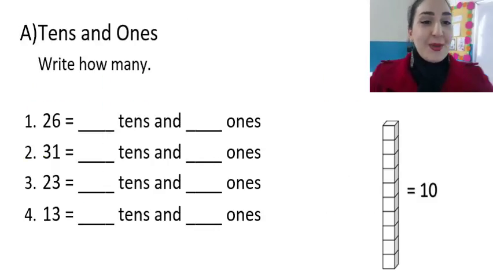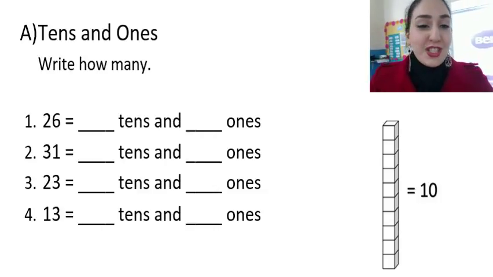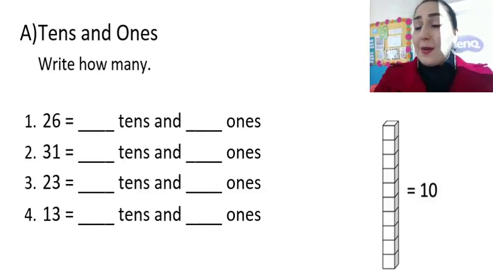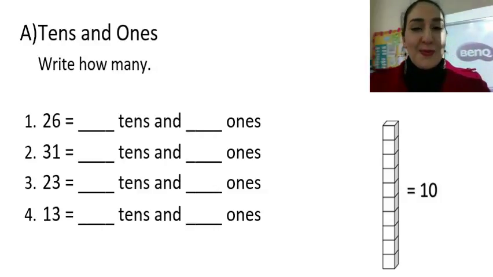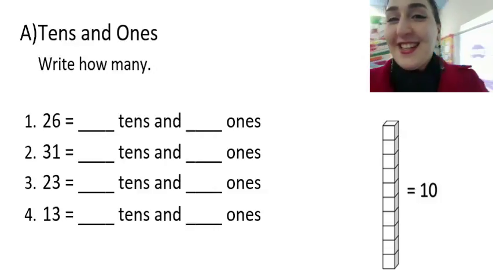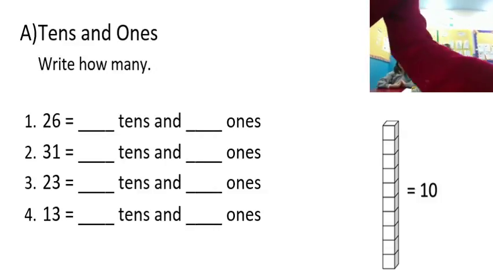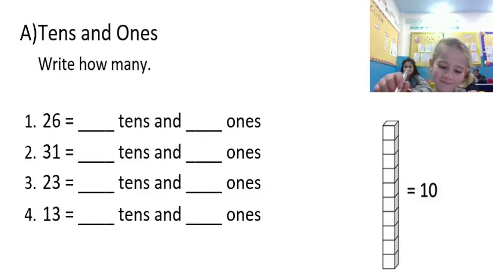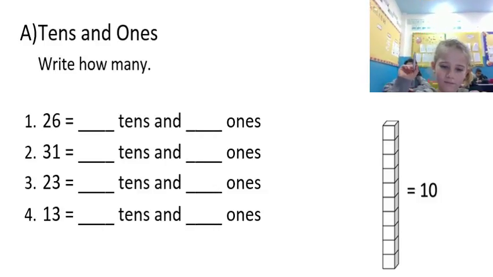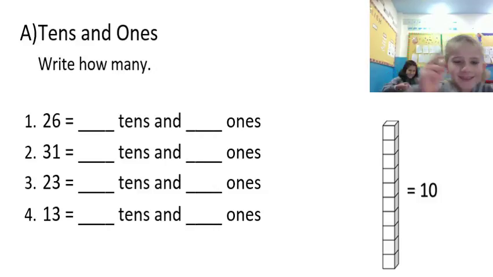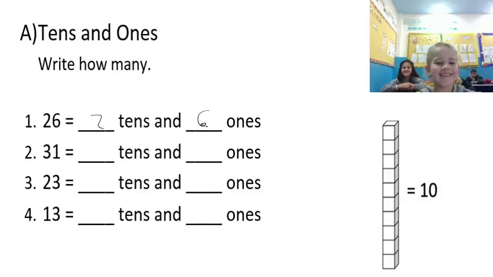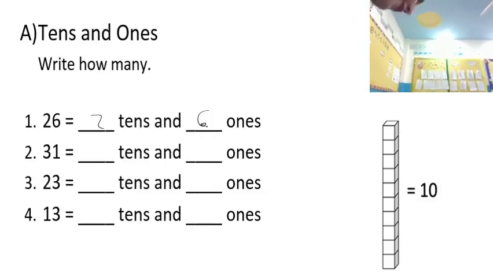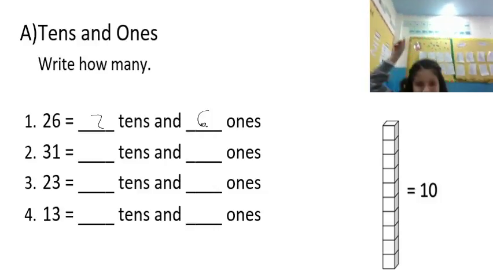Part A, tens and ones. We have to write how many. So I have my double digit right here, and I need to separate it by tens and ones. So let's get some volunteers. Fine. Lana was standing just because she's looking at me all funny. Okay, so you have to separate the tens and ones here. Number 1. So you have how many tens? How many tens do you have? No, your whole number is 26. You have 2 tens and 6 ones.